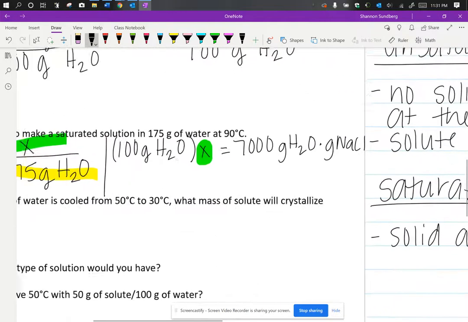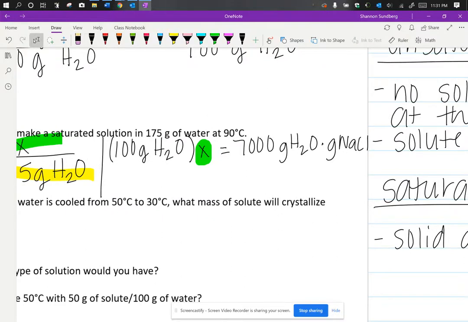At this point, this should look quite familiar. How do you get X by itself? You have to divide each side by 100 grams of water. Divide each side by 100 grams of water. This is going to cancel here.